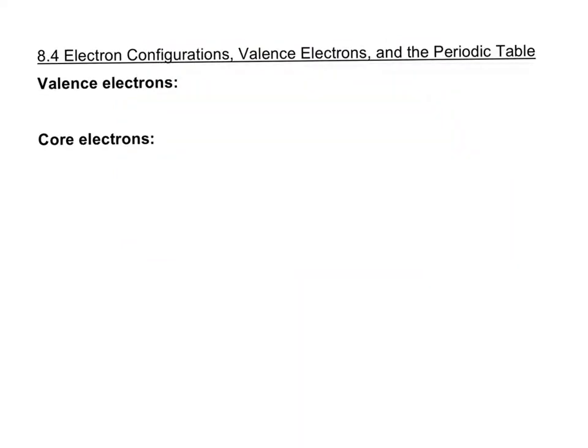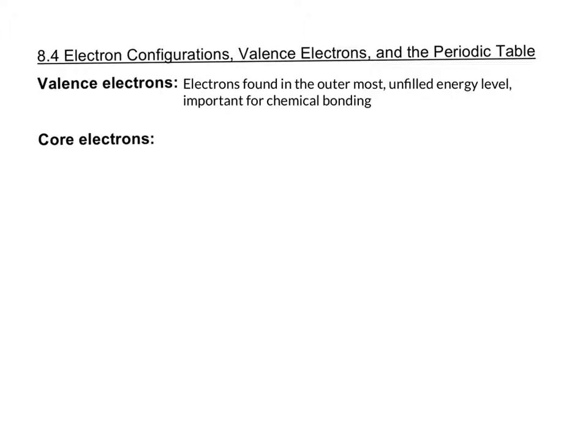So hopefully everybody should remember the difference between valence electrons and core electrons from your previous chemistry classes. But just as a review, valence electrons are those that are in the outer energy level, and they're the ones that are important for chemical bonding. The core electrons are the ones that are in the complete principal energy levels. So any level that doesn't have any more room, those would be considered core electrons.